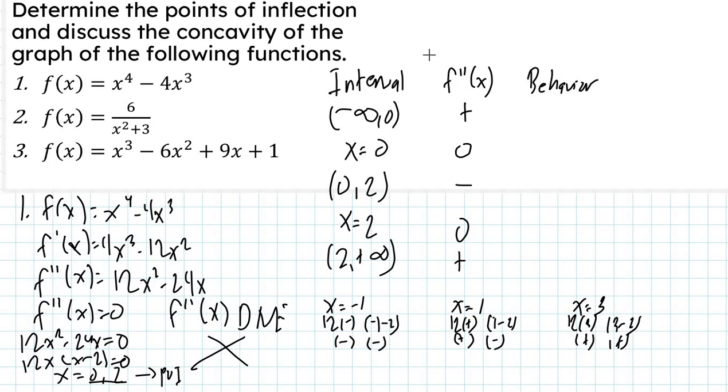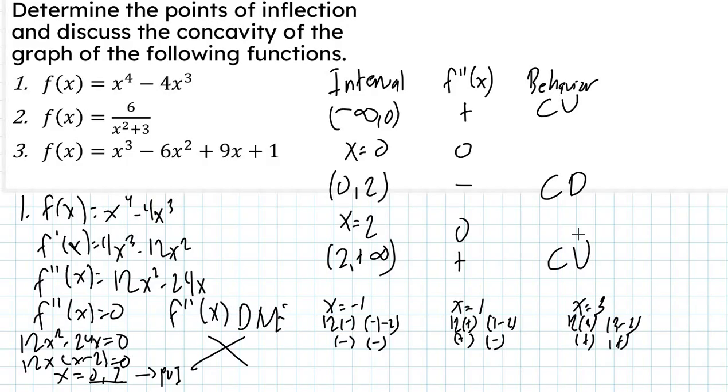So here, according to the second derivative test, if the second derivative is positive in this interval, then the behavior of the function is concave upward. If its second derivative is negative, then the behavior here is concave downward. Here, concave upward as well.